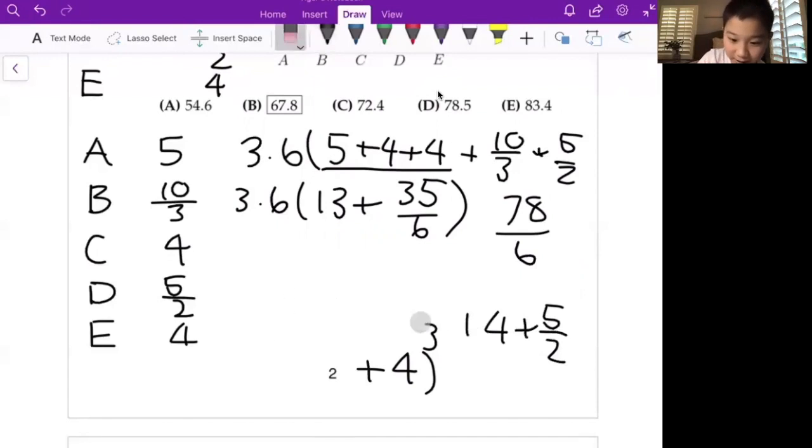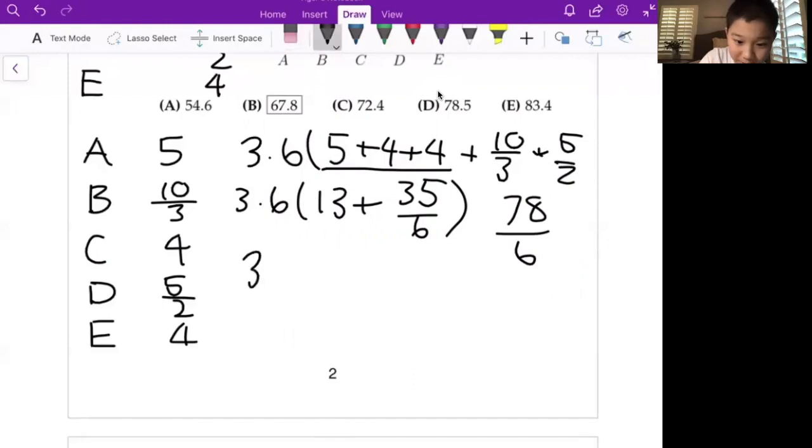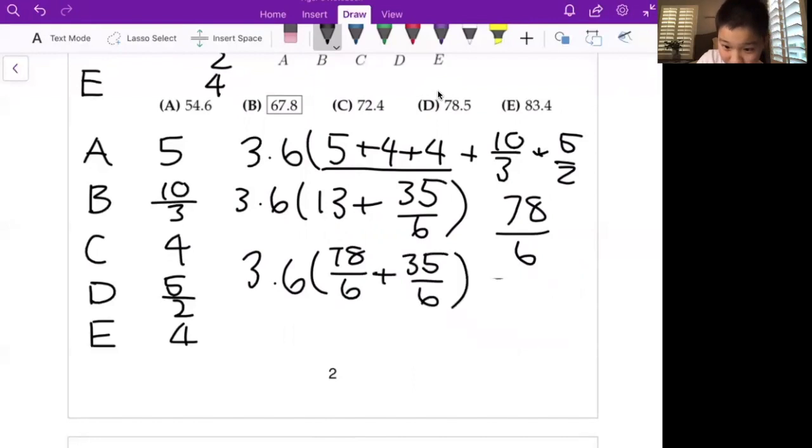Then let's clear up some more space. 3.6 times 13, which is 78/6 now, plus 35/6 equals, what's 78 plus 35? We'll add the 30, 108, add the 5, 113, and then over 6. And then you have to multiply by 3.6, don't forget.